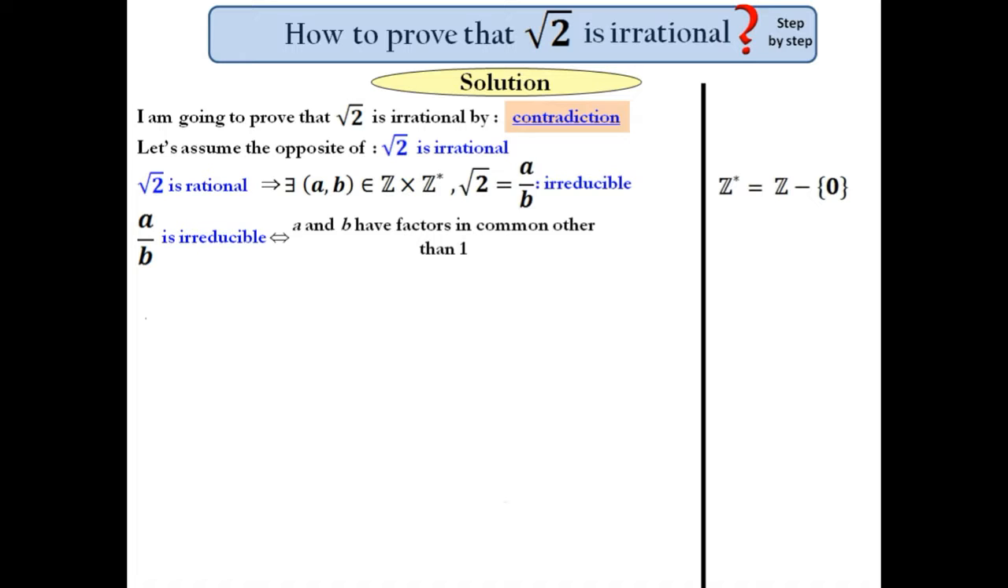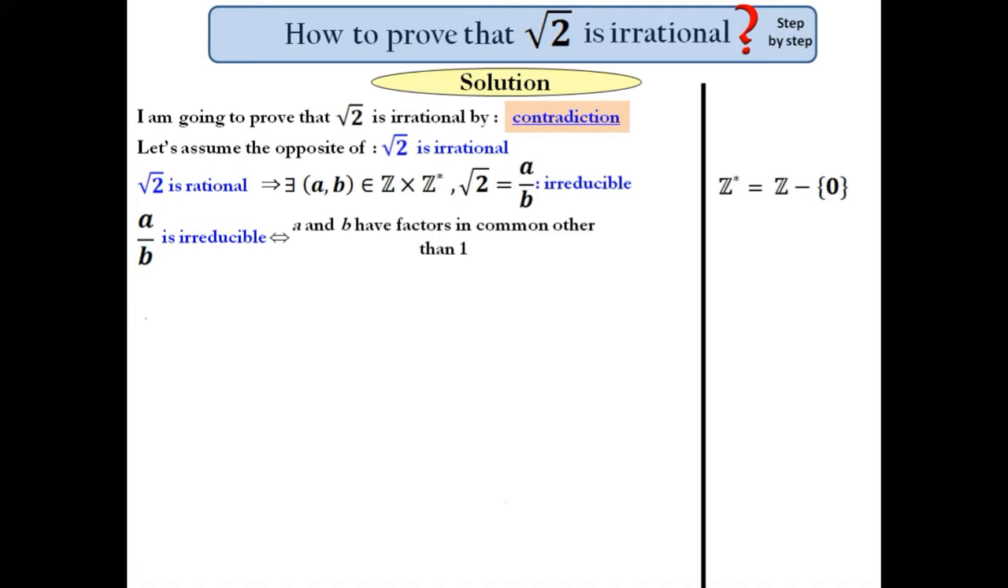So I'm going to assume that the ratio a over b is irreducible, and this is important for setting up our contradiction. a and b have no factors in common other than 1. So what does that do for us?